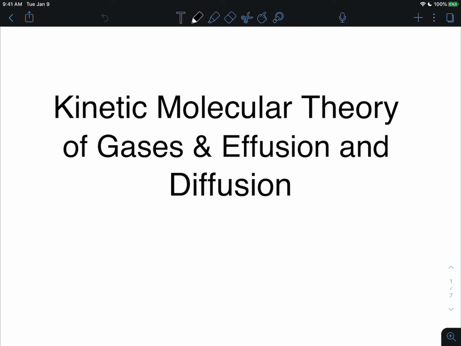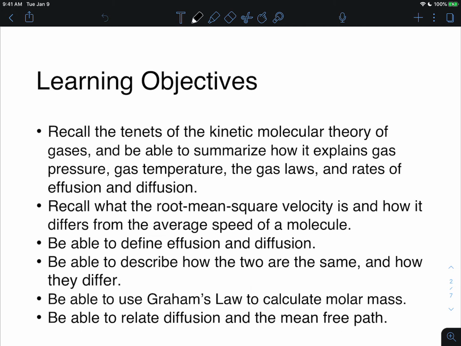Hey guys, in this video we're going to look at both kinetic molecular theory of gases and effusion and diffusion. By the end of the video you should be able to recall the tenets of the kinetic molecular theory of gases. You should be able to summarize how it affects the pressure, gas temperature, gas laws, and rates of effusion and diffusion. We're going to be looking at the root mean squared velocity, the definition of effusion and diffusion, and then we should be able to describe how the two are the same and how they are different. Lastly, you're going to be looking at Graham's law to calculate molar mass and diffusion and the mean free path.